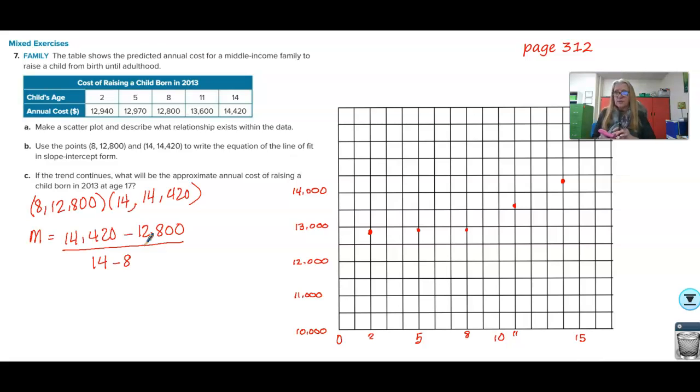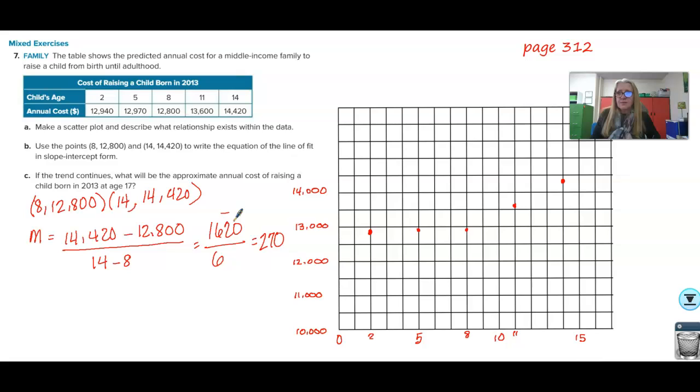All right, 14,420 minus 12,800, 1,620 on top. 14 minus 8 is 6, which reduces to 270. So what that means is that every time you go up by 1 year, the cost of having a child goes up by $270. It's not really factual because it's so steady right here and it gets so steep here, but it is a slope.